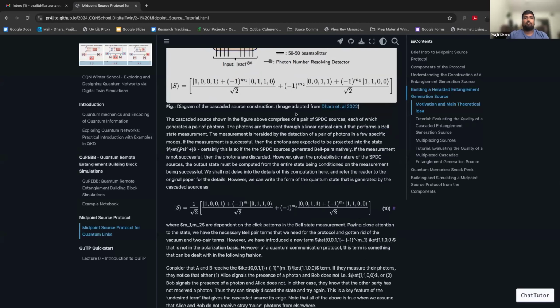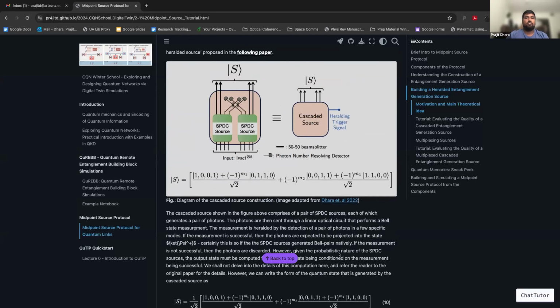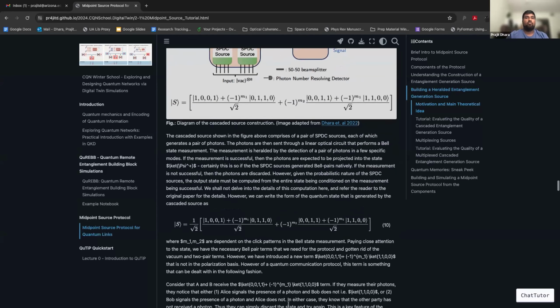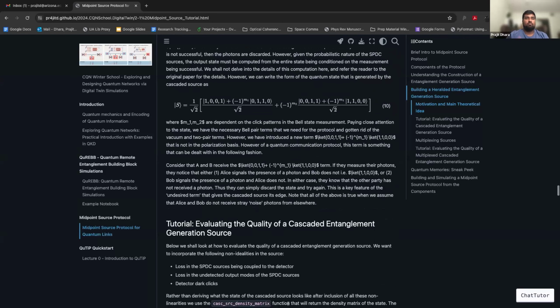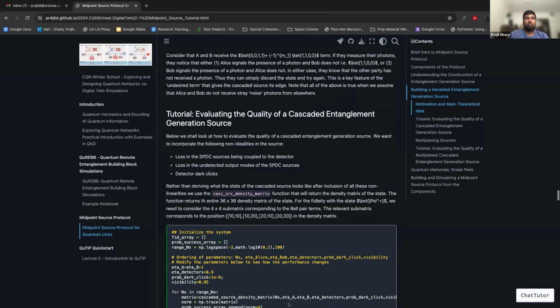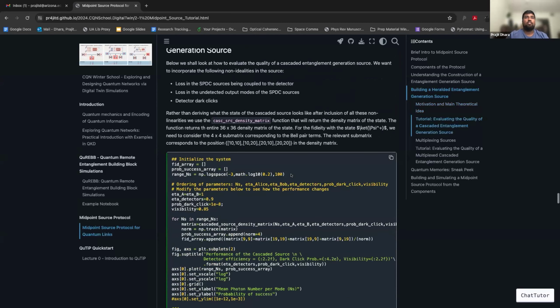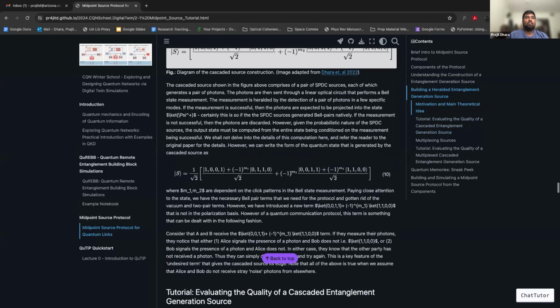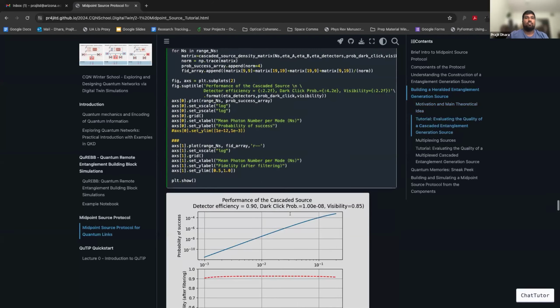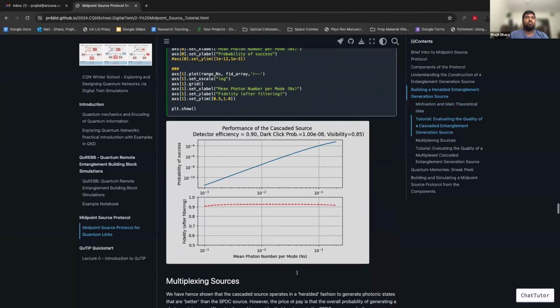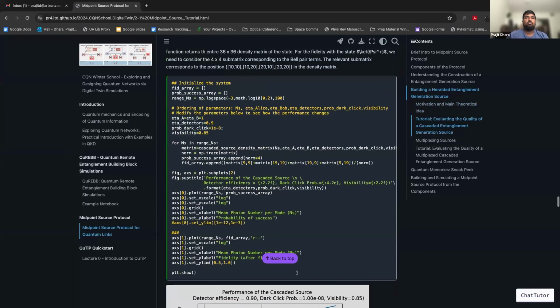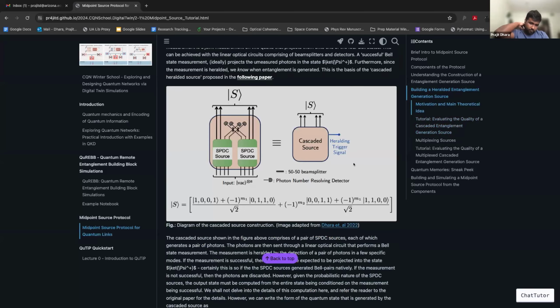Now, this heralding trigger has some discussion on how these terms are useful that I summarized in the discussion here, describing to you what happened there. And there's a tutorial on evaluating the quality of the state and the probability of success of generating the state here, which I'll not go into detail. But because there is a heralding trigger that you can now use to successfully say, aha, I succeeded, so try loading those qubits, or I failed, do not even try to load those qubits.